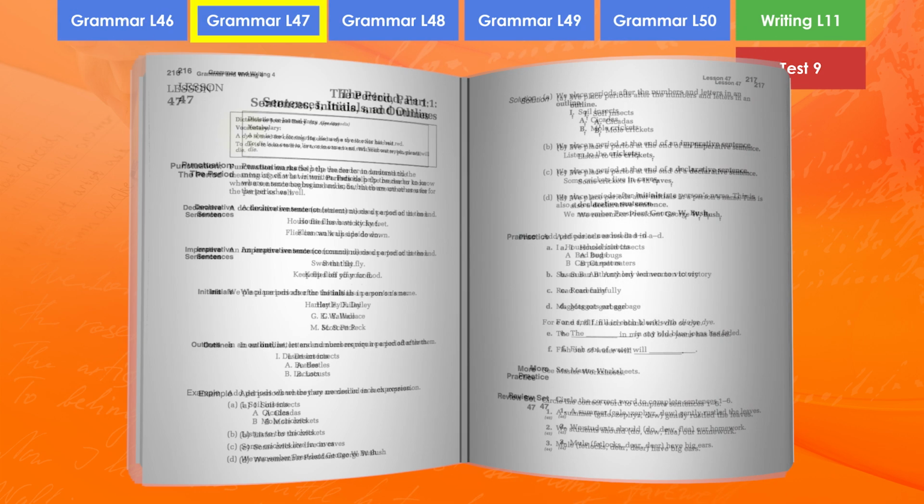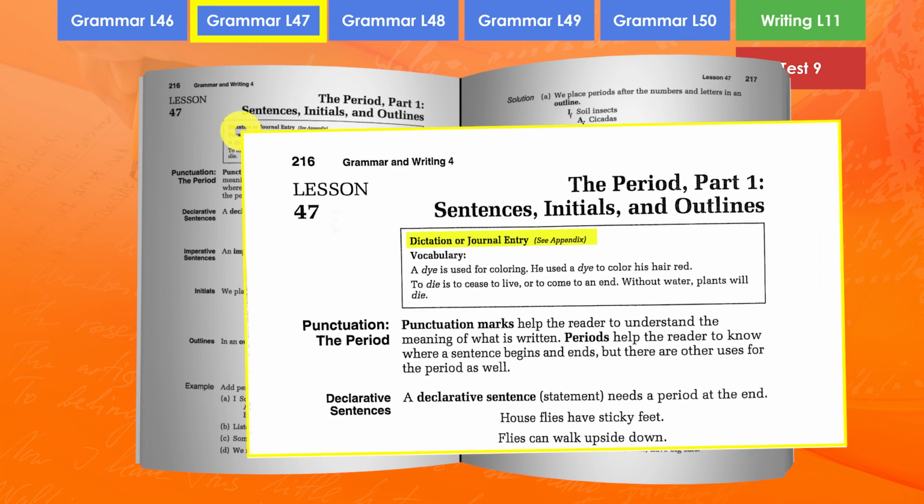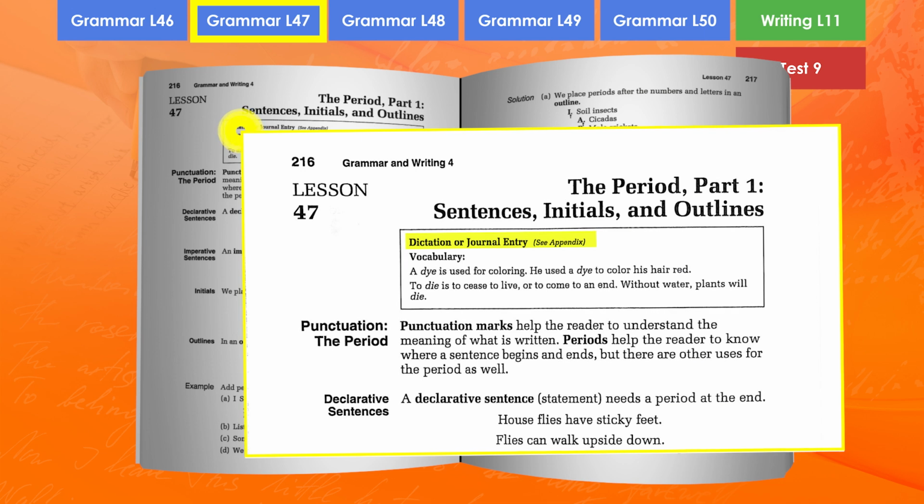On day 2, students look at the journal topic for the day and spend a few minutes free writing. Lesson 47's journal topic is, if you were to write a book someday, what kind of book would it be? Students should write at least 3 sentences in response.